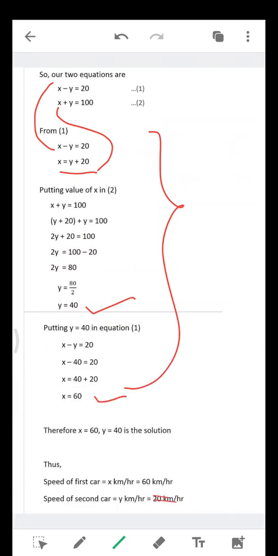Just write 40 kilometers per hour. So these are the speeds of both the cars, that is the police car and the thief car, and you can clearly see the police car is faster. That's the reason they were able to catch the thieves in the first case.